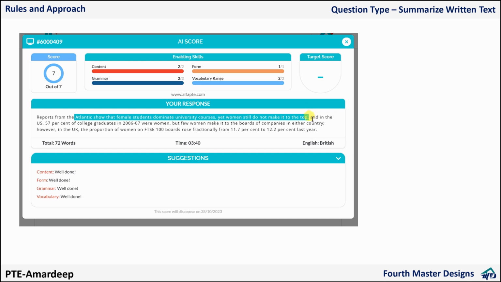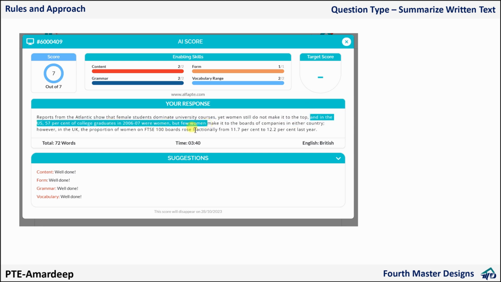In the US, this is the case. Most of the college graduates were women, but only few make it to the top. So this is very logical. Okay, this is happening in what? In the USA. However, on the other hand, in the UK, what happened? In the UK, it improved a little bit.